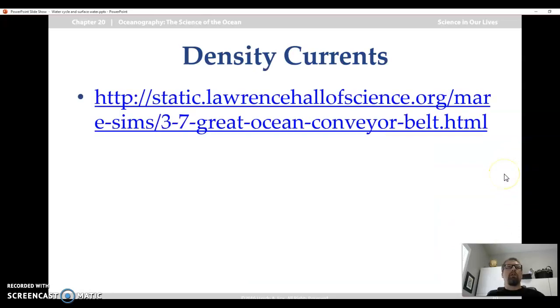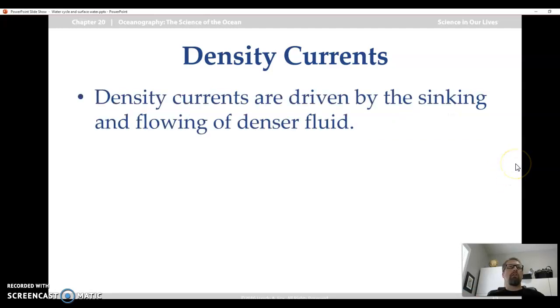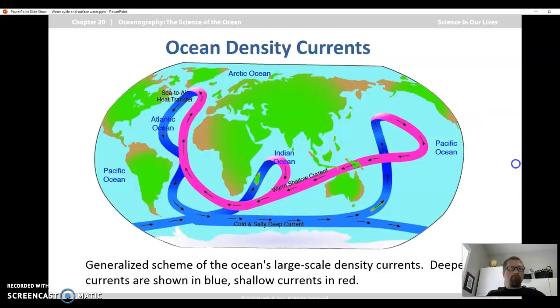All right, I'll let you click on watch on that little conveyor belt. I think I have a static picture somewhere in here. All right, so overall we get this movement of water, these cold, deep, salty currents rising and then forming these warm, shallow currents as they move around the planet. Okay, so these are ocean density currents, not the same as wind currents.